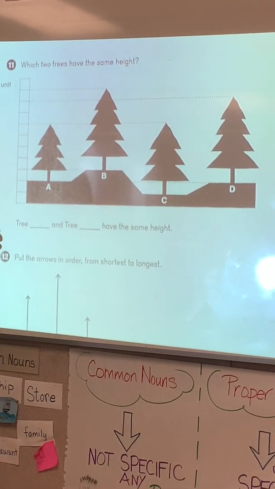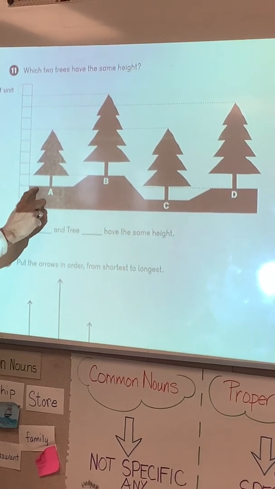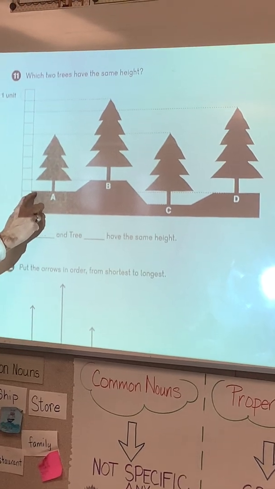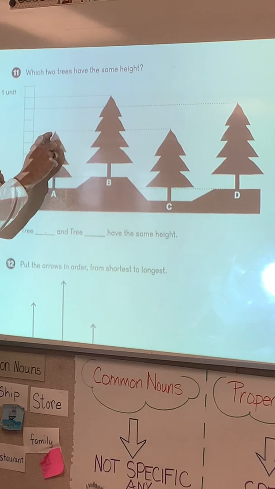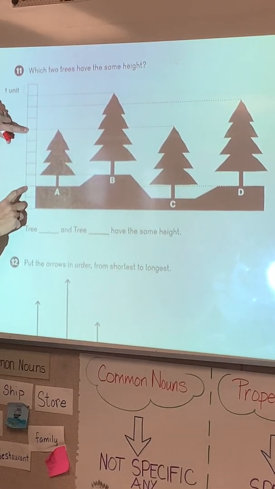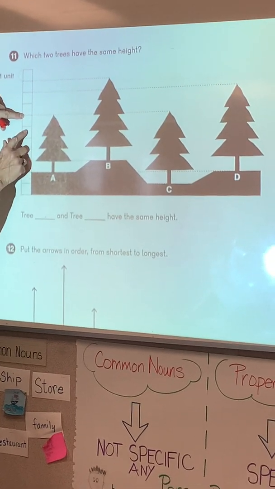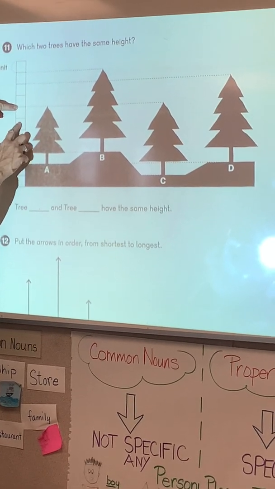So let's look and see. Take tree number A. This one starts here. You draw an imaginary line. It's hard to see on this projector. And it starts right here. And here's the line where it ends. So that means this tree is this many units. 1, 2, 3, 4, 5. Starts here. 1, 2, 3, 4, 5.